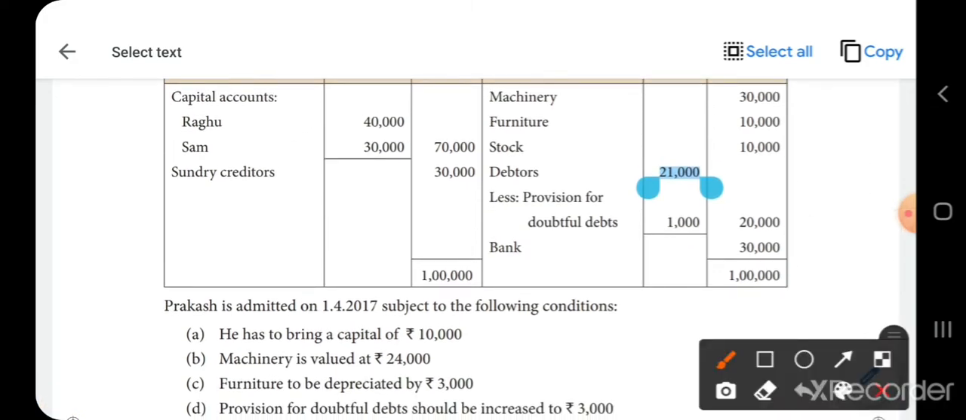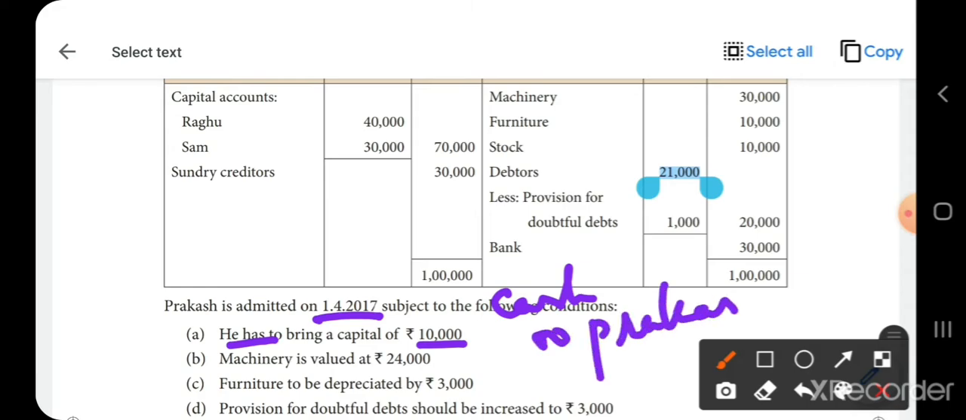Prakash is admitted on 1st April 2017 subject to the following conditions. He has to bring a capital of 10,000. So what is the entry? Cash to Prakash capital. Okay, Prakash capital.